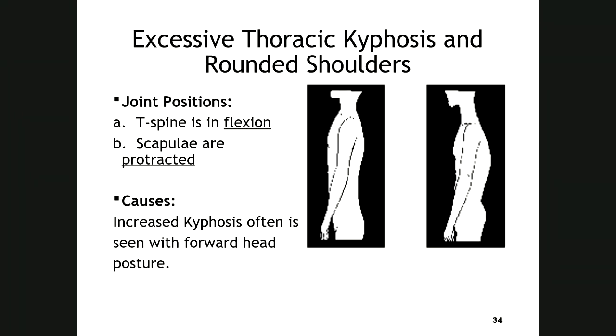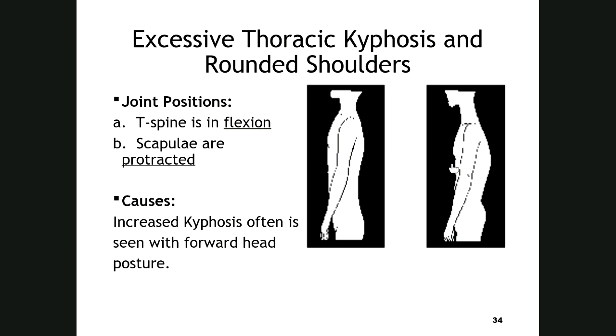And we're moving on to thoracic kyphosis and rounded shoulders. So the position of the spine: the thoracic spine is going to be in flexion. The scapulae are going to be protracted. Okay, so you see here, there's rounded shoulders. Scapula is going to be in a protracted direction. Thoracic spine, some slight flexion is there.